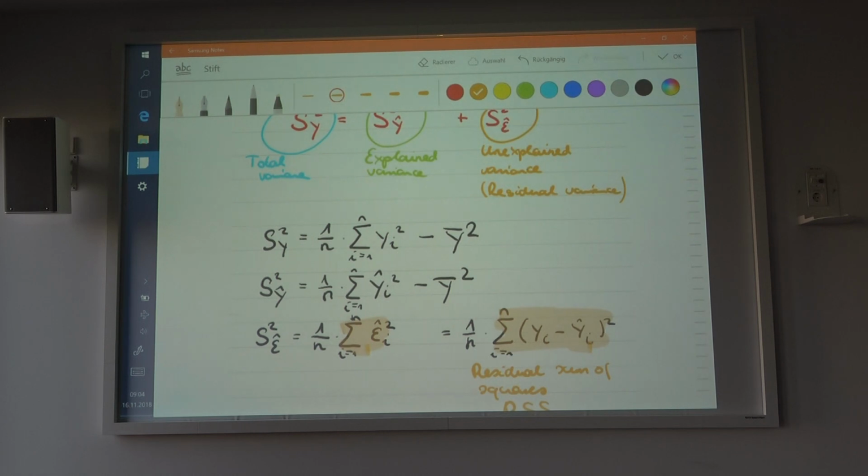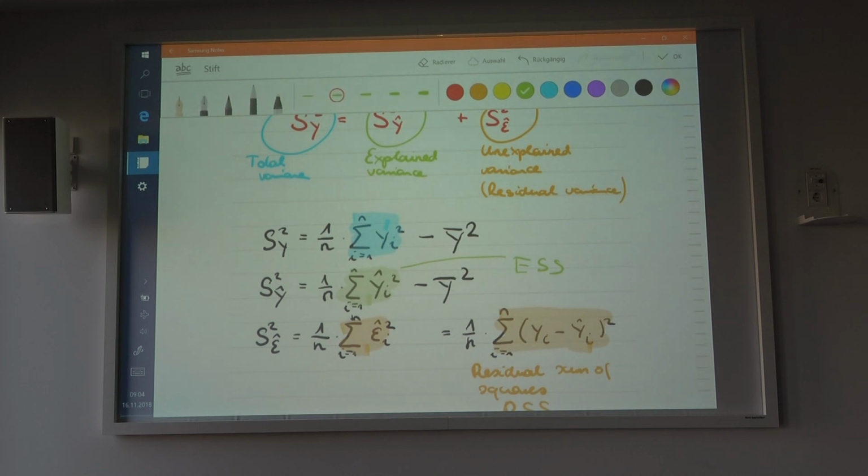Now for this expression, you call this the explained sum of squares, because this is part of the explained variance. For that they use the notation ESS, meaning the explained sum of squares. And finally, here this is going to be the total sum of squares. So that's called TSS.